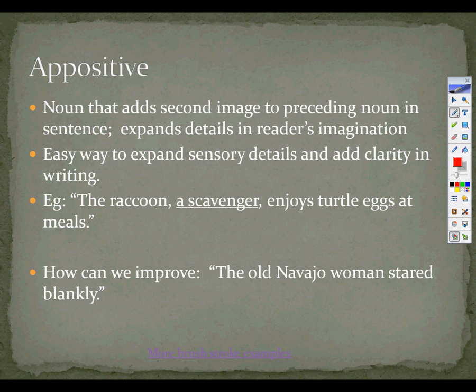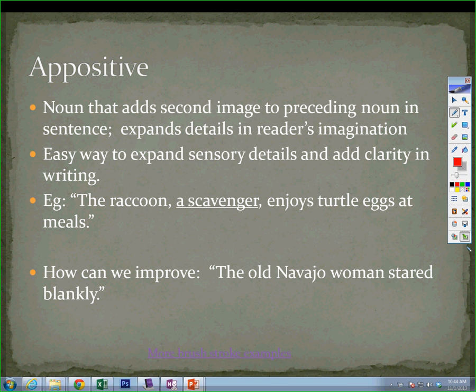Okay, so let's try to apply what we've learned. Remember, we said an appositive is basically noun, comma, noun, comma, and the second noun renames, explains the previous one. So let's take this sentence here. The old Navajo woman stared blankly, and apply what we've learned. So using an appositive, I want you to rewrite this sentence. Take a minute, even pause the video, and write your own sentence.